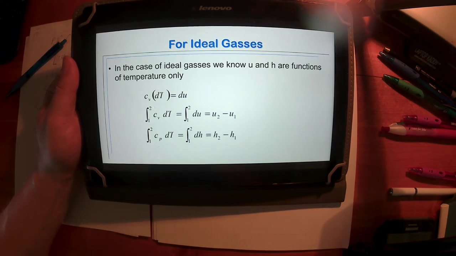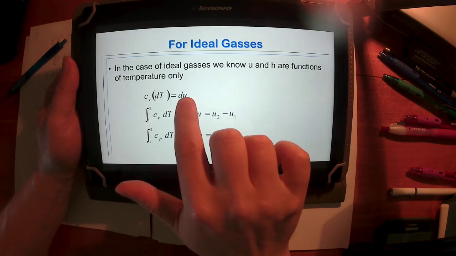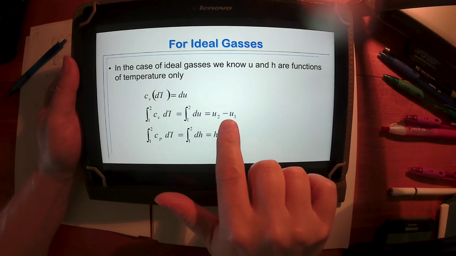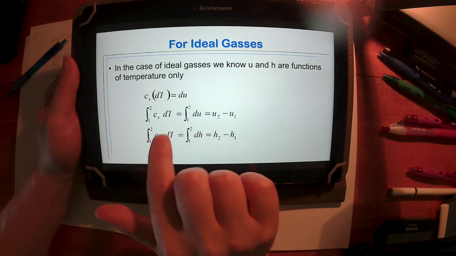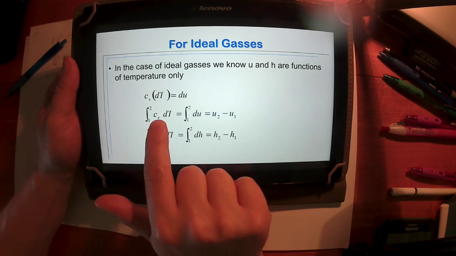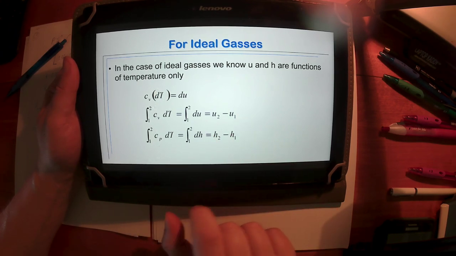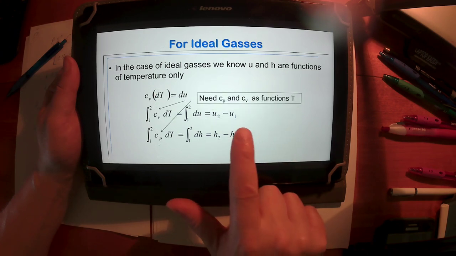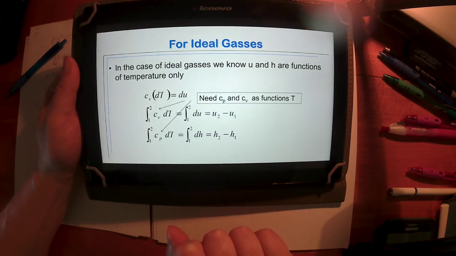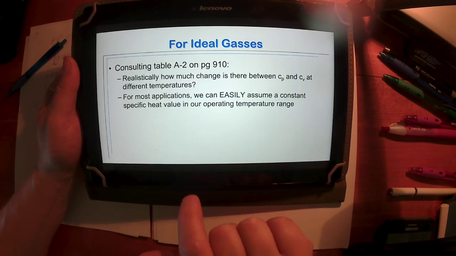So what that means is if I integrate both sides of this equation from state 1 to 2, the integral of dU just gives me delta U. The integral of C sub V dT, well, that's just this quantity here. So I need to be able to integrate C sub V or C sub P as a function of temperature to approximate a change in internal energy and a change in enthalpy. So that means I need C sub P and C sub V as functions of temperature. Just like with boundary work, I needed pressure as a function of volume. Here I need these as functions of temperature.